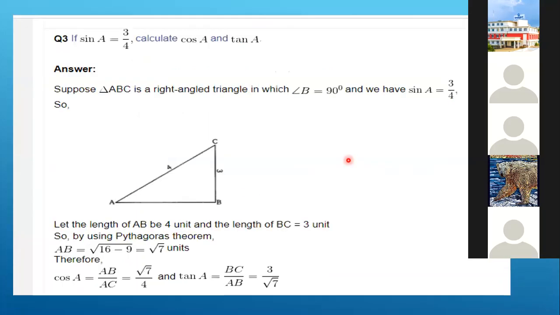I'll just go back. Ma'am, can you scroll to the previous slide? I want to check my steps. Yes. Question number 3. Done, ma'am. Thank you, ma'am. Question number 4. Secant theta they gave value.